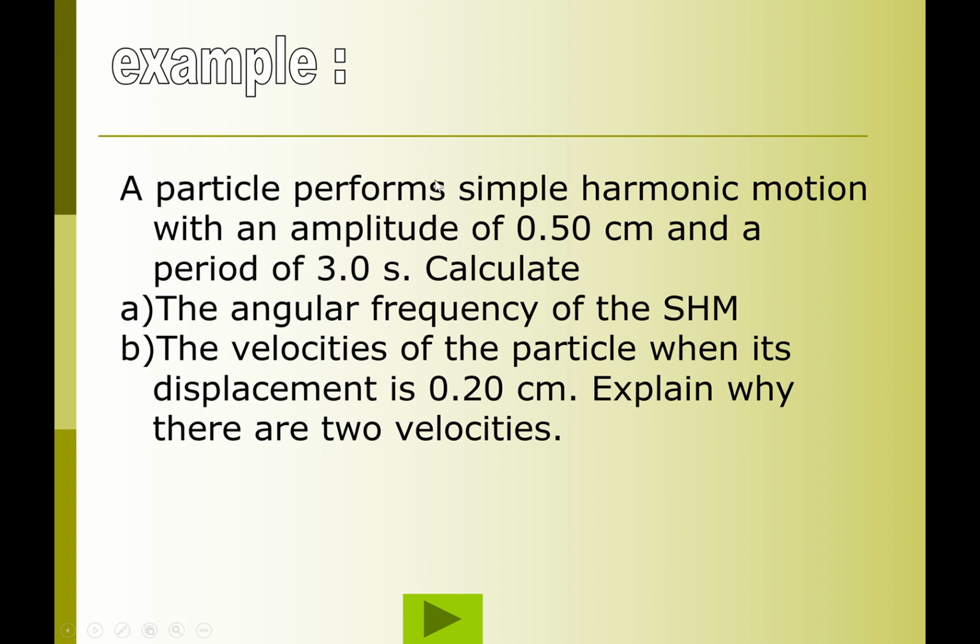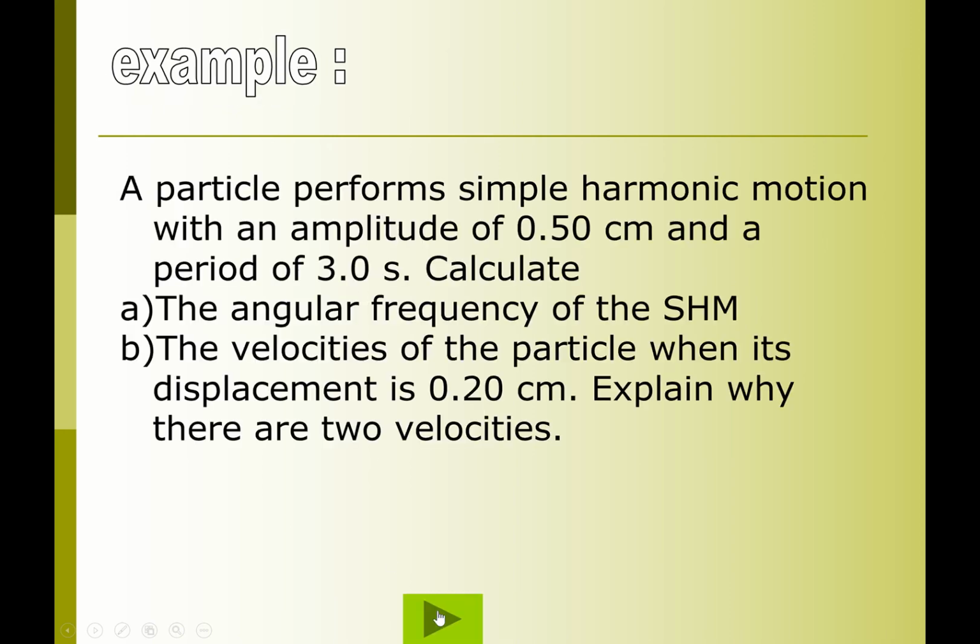A particle performs simple harmonic motion with an amplitude of 0.50 centimeter and a period of 3.0 seconds. A, calculate the angular frequency of the simple harmonic motion. And B, the velocities of the particle when its displacement is 0.20 centimeter, and explain why there are two velocities.